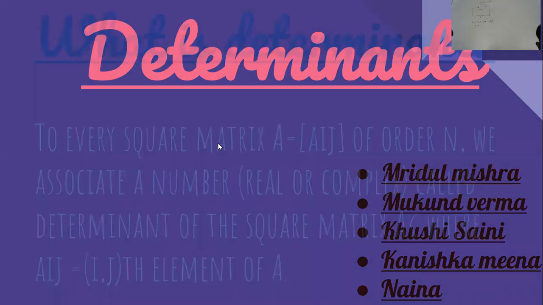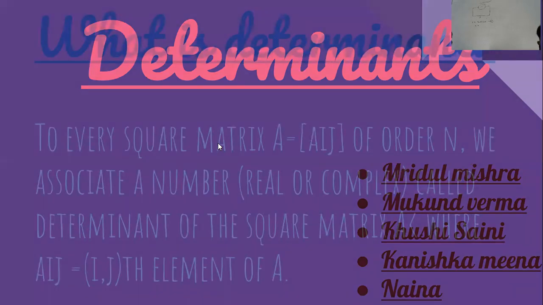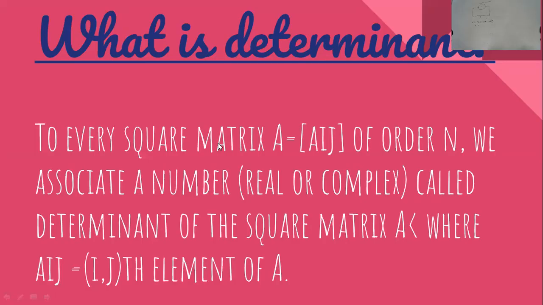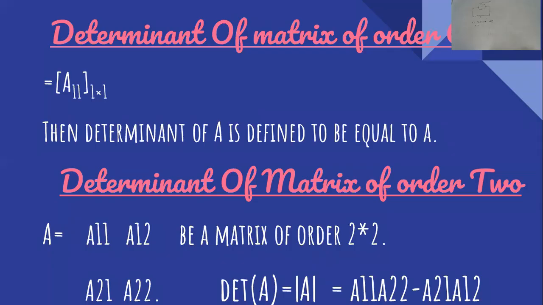What is a determinant? To every square matrix A = [aij] of order n, we associate a number, which is real or complex, called the determinant of the square matrix A, where aij is the ijth element of A. The determinant of a matrix of order 1, A = [a11], is defined to be equal to a11.